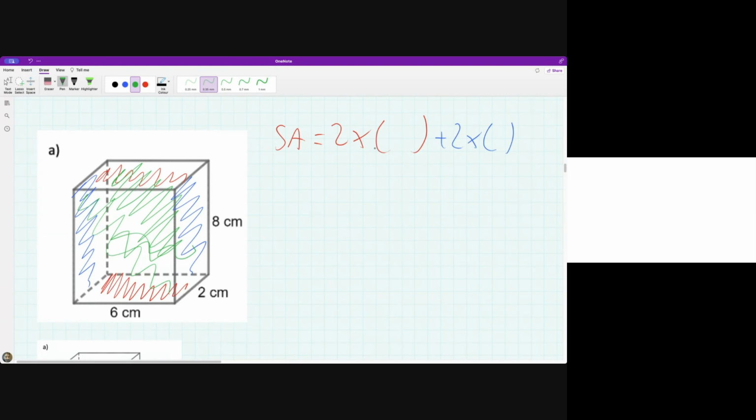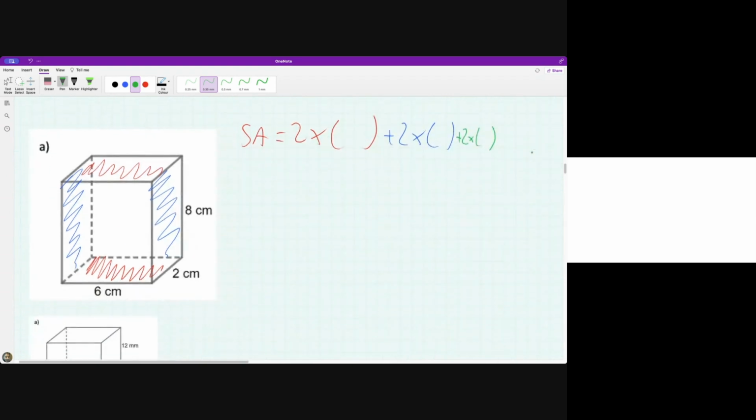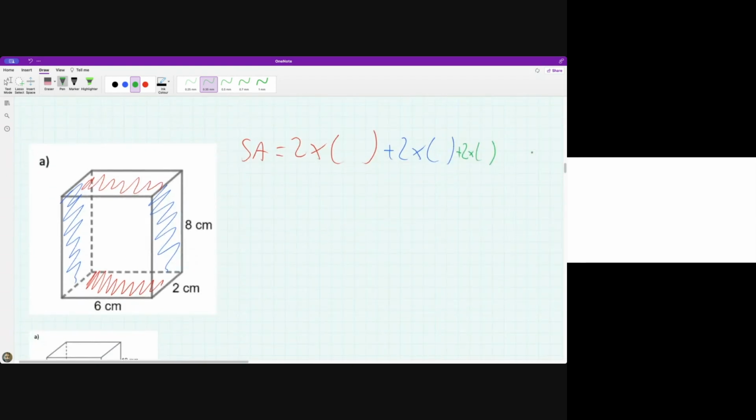So we'll go, in fact, let me undo that because it gets a bit messy now. You can kind of imagine where that is. 2 times whatever those are. Now you have to get me an answer for the surface area.